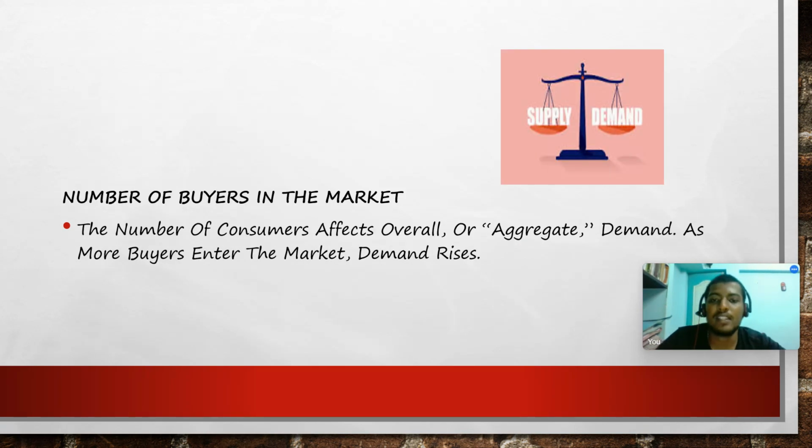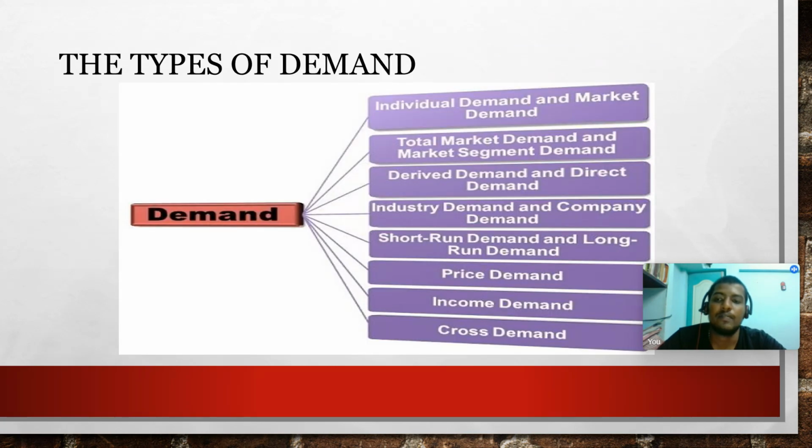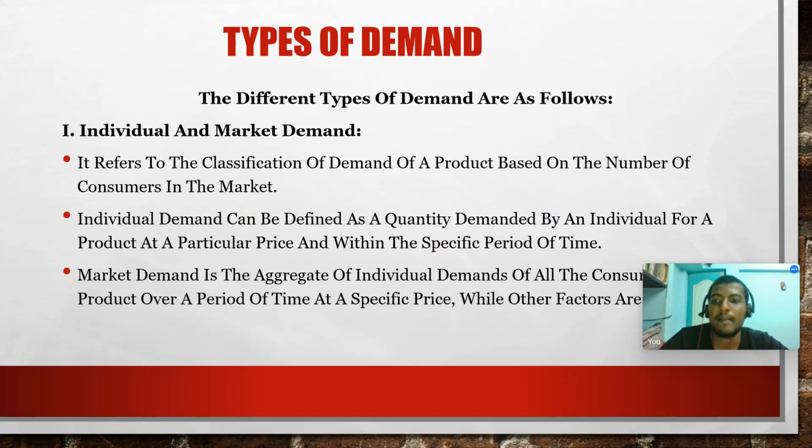Number of buyers in the market. The number of consumers affects overall or aggregate demand. As more buyers enter the market, demand rises. The types of demand are: individual demand and market demand, total market demand and market segment demand, derived demand and direct demand, industry demand and company demand, short run demand and long run demand, price demand, and income demand. These are the types of demand.